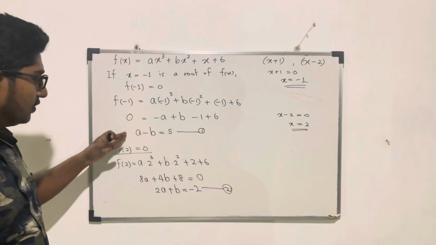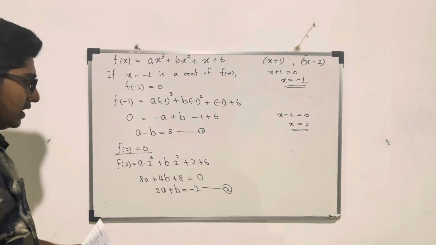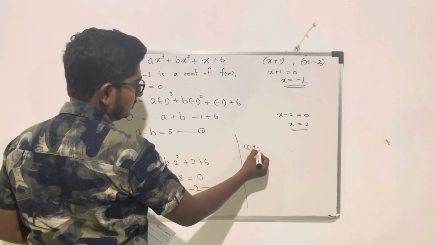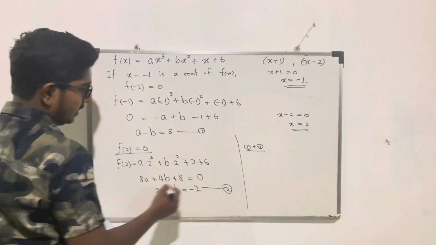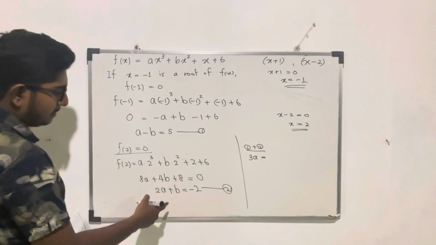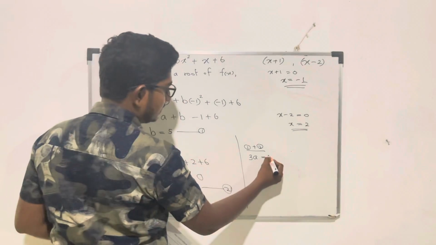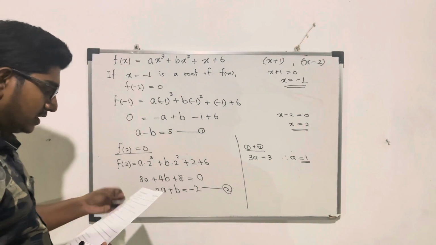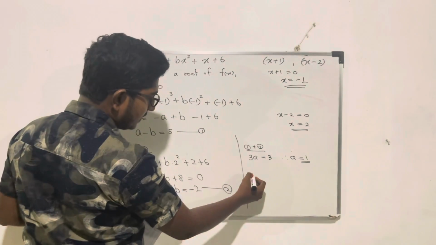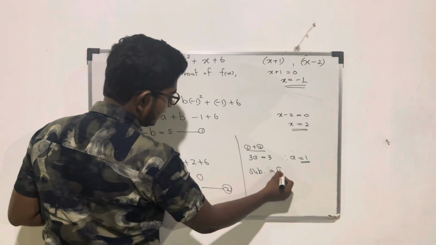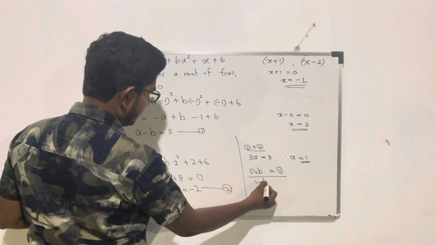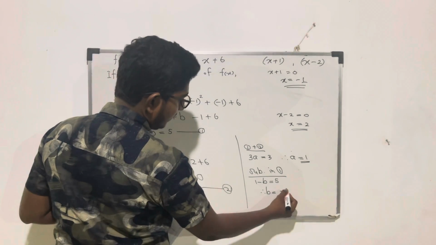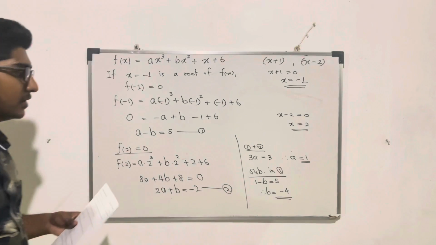So here we have to solve equation 1 and equation 2 simultaneously to obtain a and b. For that I can add 1 and 2. Then we have a plus 2a, 3a. Minus b plus b get cancelled. 5 minus 2 is 3. Therefore the value of a is 1. So they have given a as 1. Then substitute that answer in equation 1. 1 minus b is 5. Therefore b is 1 minus 5, the answer is minus 4. So we have shown the two values a and b.